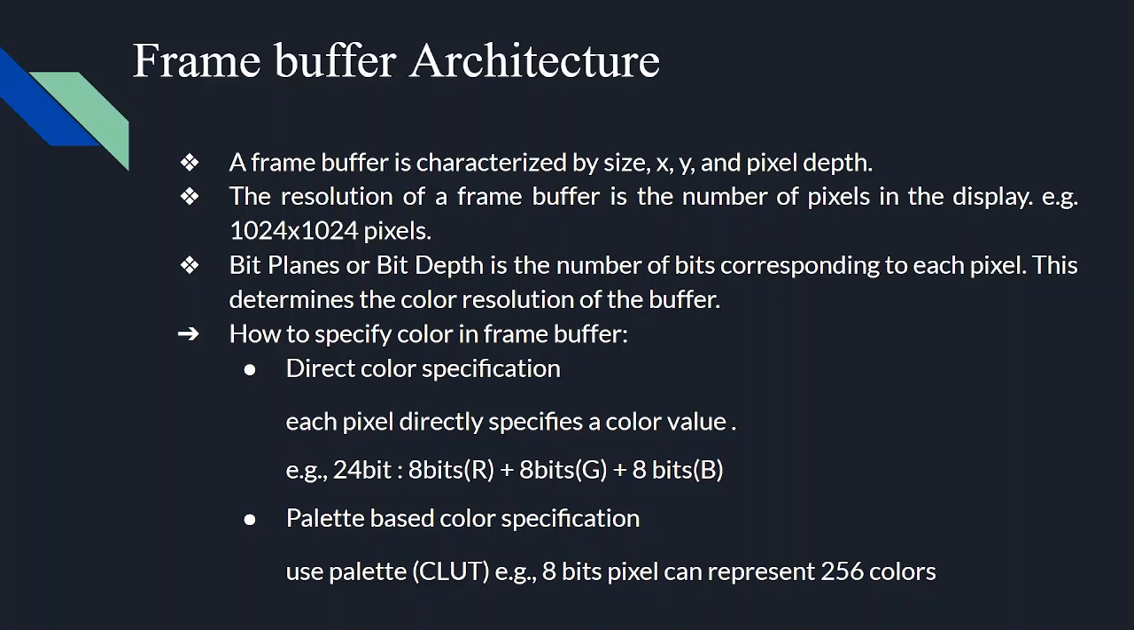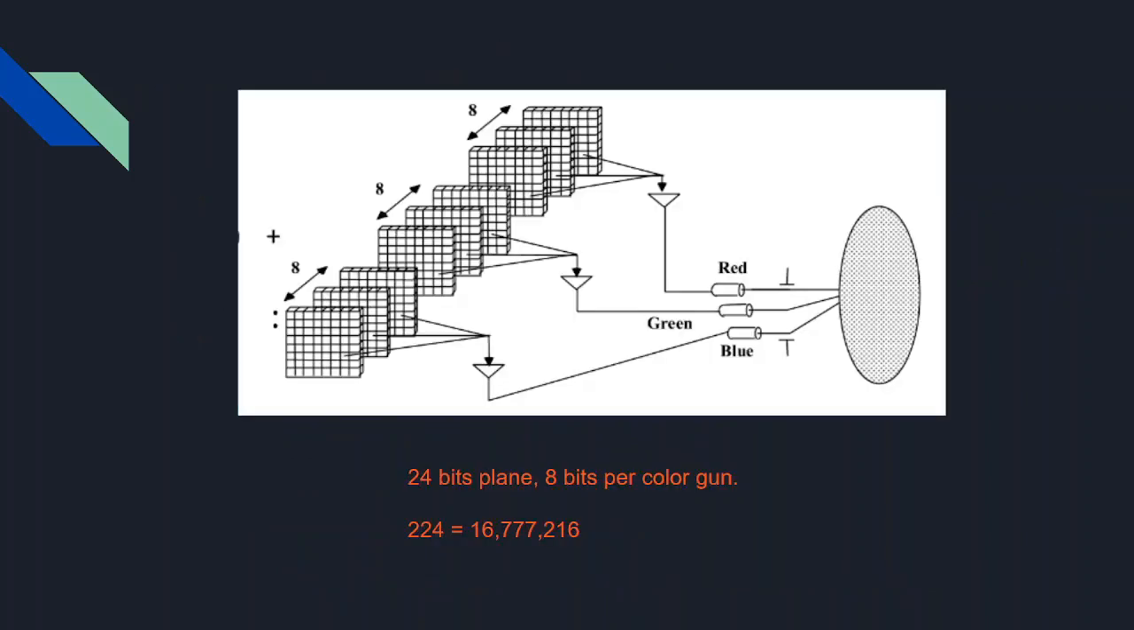So how do we specify color in a frame buffer? There are two methods: direct color specification and palette based color specification. In direct color specification, each pixel directly specifies a color value. In palette based color specification, we use a palette, which is a color specifier. This is an architecture where there are 24 bit planes, 8 bits per color gun for red, green and blue. So we have this much color specification.